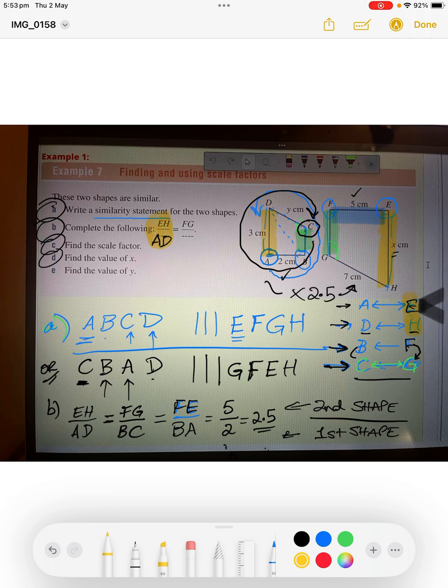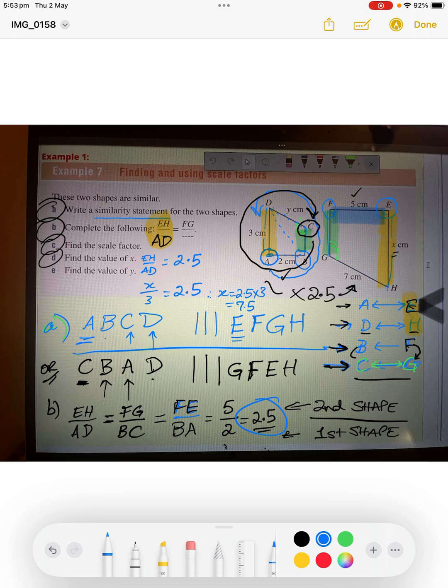So let me fill in. I'll just go EH over AD. That is going to equal 2.5 because we already worked that out. Now replace EH with X, replace AD with 3, is 2.5. Now divide 3 up to multiply by 3. Therefore, X equals 2.5 times 3. So our answer is 7.5.